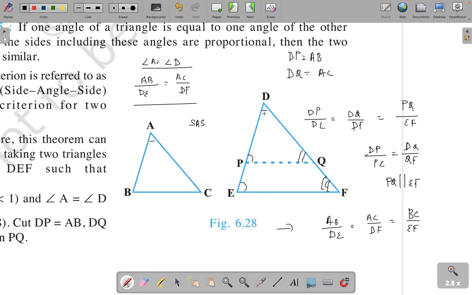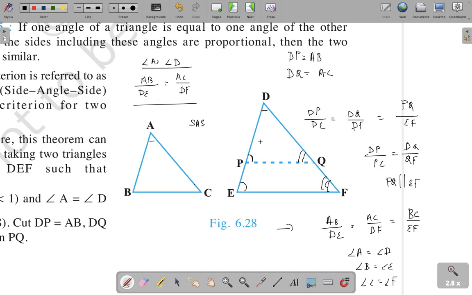Then you know angle D is equal to angle D, common, right? And you also know that angle A is equal to angle D. So you can write angle A equals angle D. This was already given. Then you are given angle P equals angle E, but you know that angle P is equal to angle B. So angle B is equal to angle E, and C is equal to F.